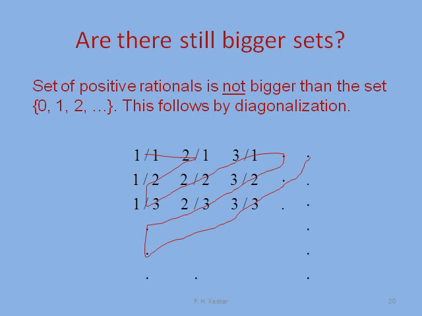So for example, you consider the slanted diagonals. The first diagonal has only 1 by 1, you count it. Then you go to the next slanted diagonal, which has 2 by 1 and 1 by 2. So there are only 2 of them, you count them. Then you go to the next diagonal, just 1 by 3, 2 by 2 and 3 by 1. So there are only 3 of them, you can count them. Then you go to the next and proceed in this zigzag manner.